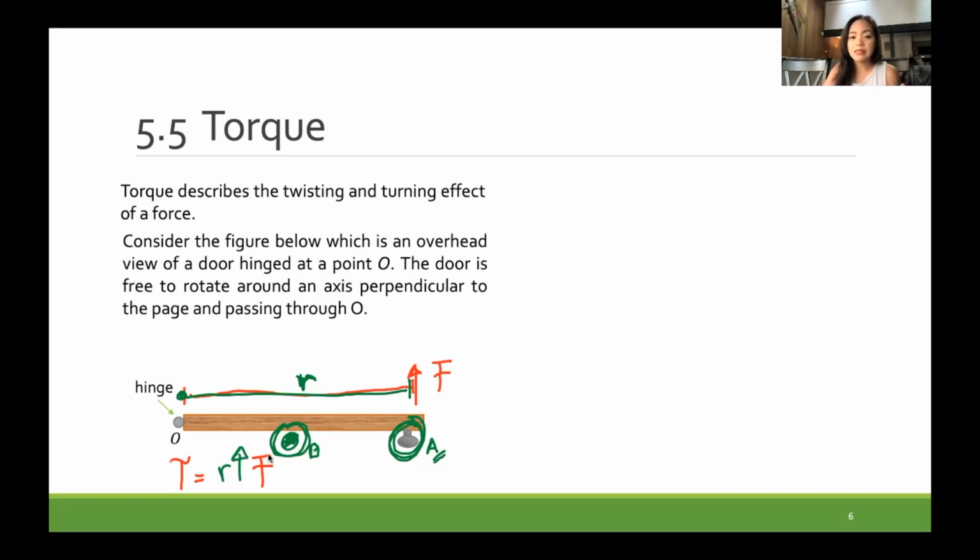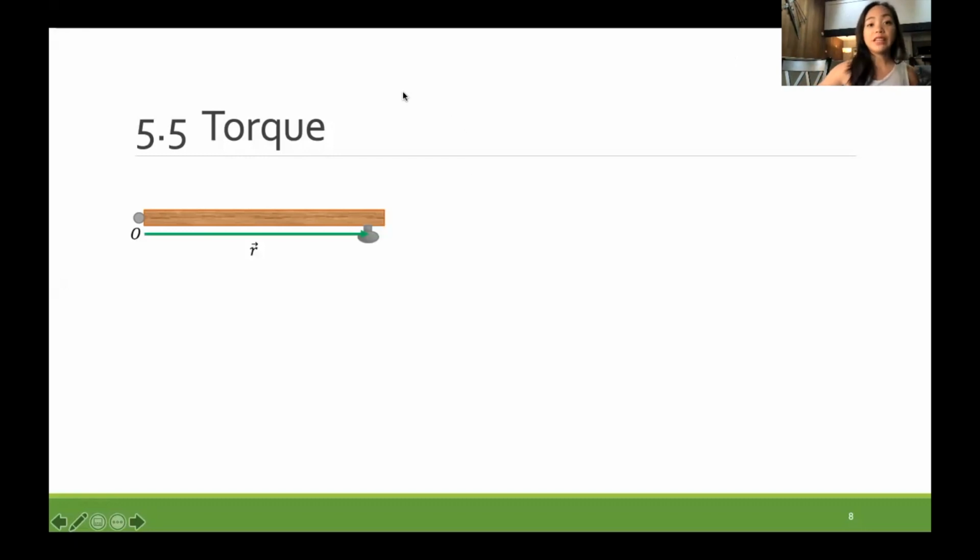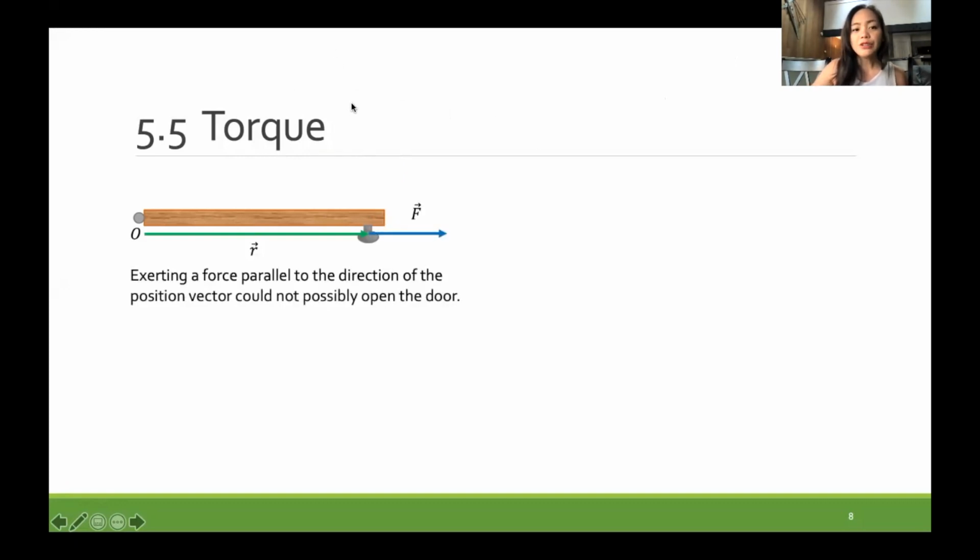So this is the formula of torque. The formula of torque is R times the force. So let's talk about the direction of your force. What if you apply the force in this direction? Yes, that will actually open the door. But imagine if you apply the force in a parallel direction. Exerting the force in a parallel direction could not possibly open the door.